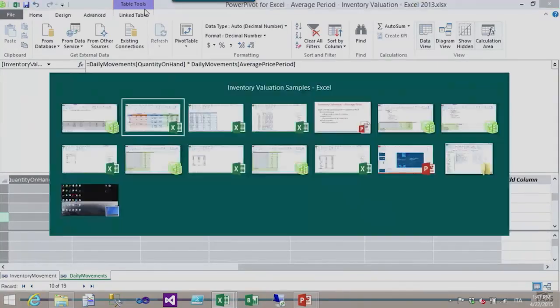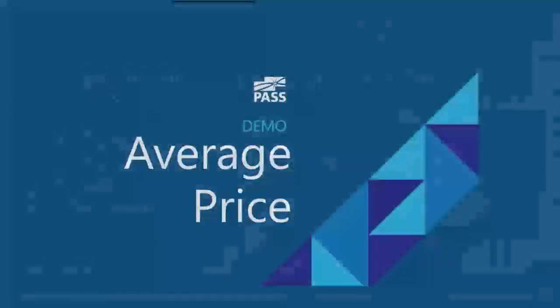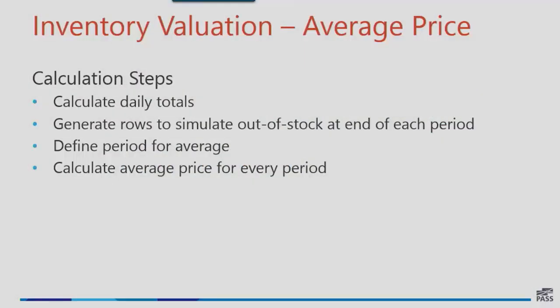And this is the reason why we want to use this technique in DAX. So let me show you what I did fundamentally. We had to calculate the daily total. So for every day, we want to calculate the total, and we did this with a group by in DAX.